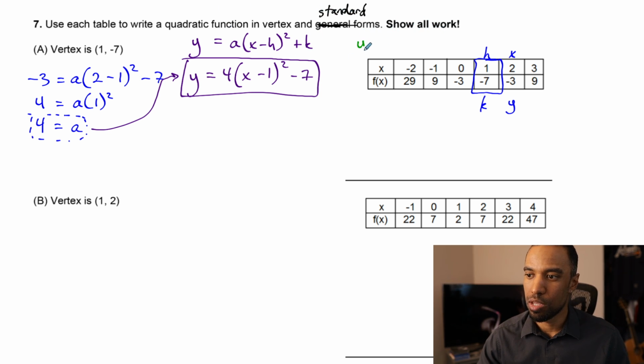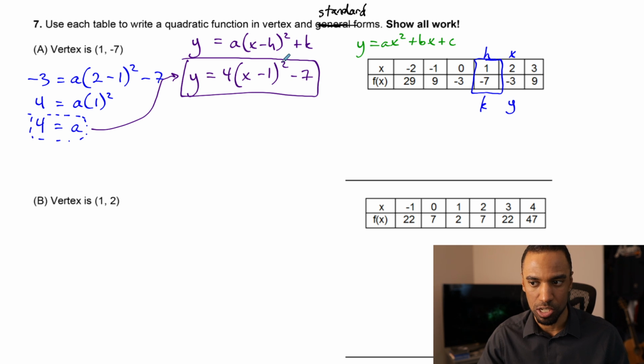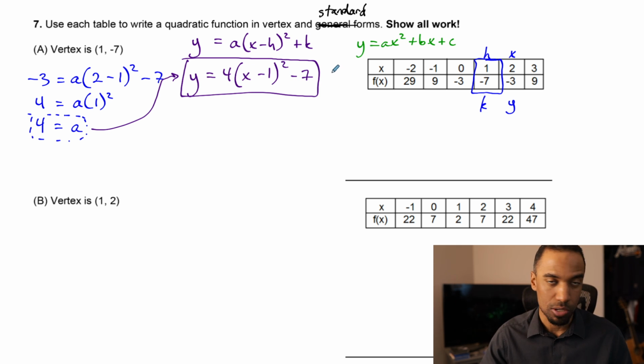Standard form is going to be y equals ax squared plus bx plus c. Not that I need to write that, but the general idea once again is we have to expand this x minus 1, distribute the 4, and then subtract the 7. So let's go to work here.